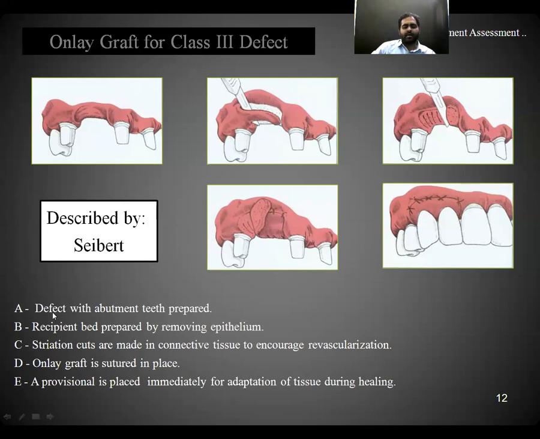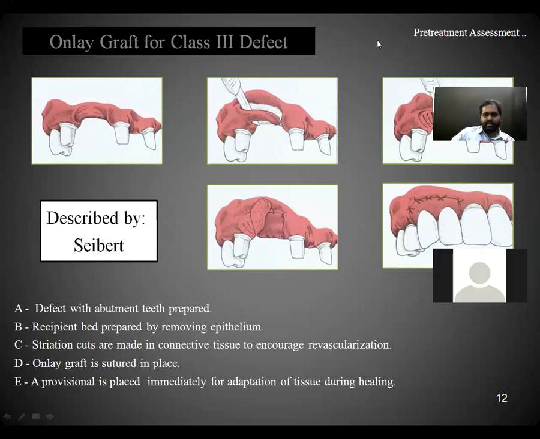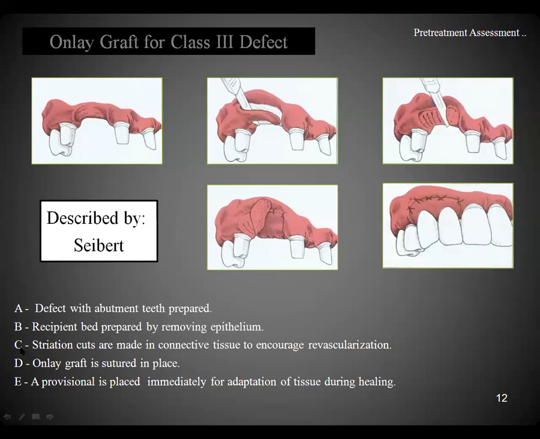Hello. The defect with the abutment teeth is prepared in such a way that we have the recipient bed prepared by removing the epithelium, so that the defect can be visualized properly. We prepare the teeth in such a way that they will receive a provisional restoration over them. Okay.